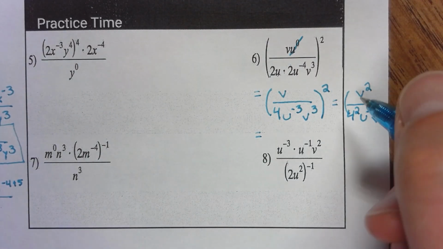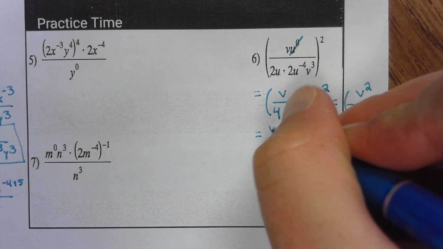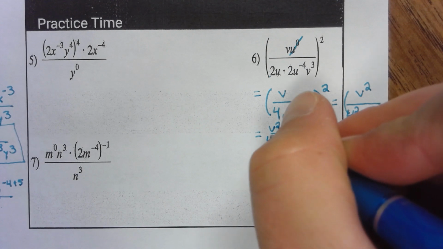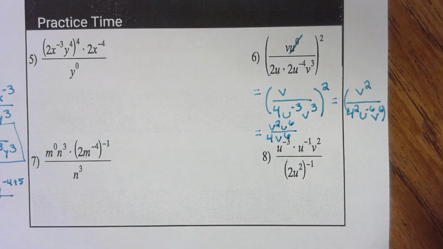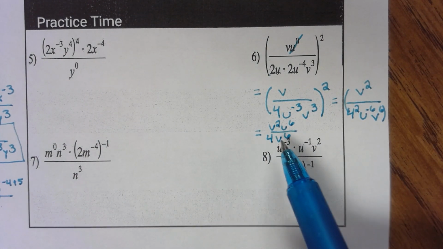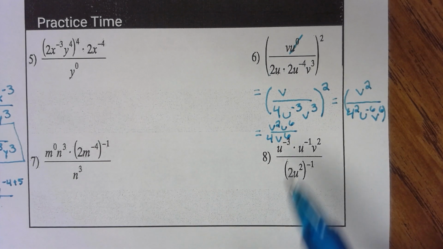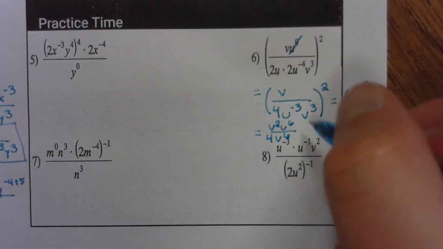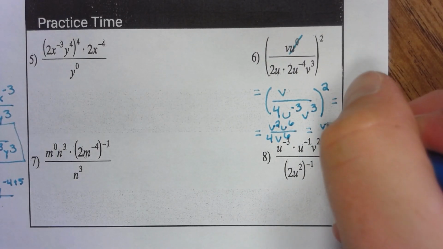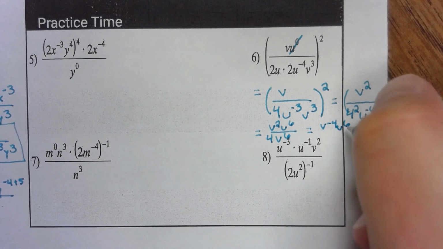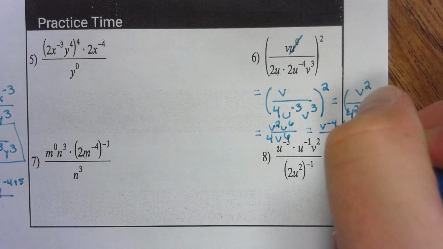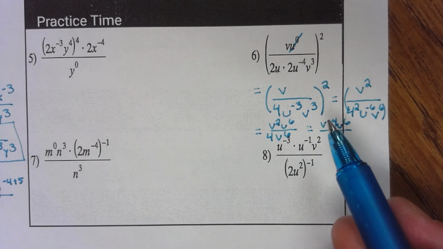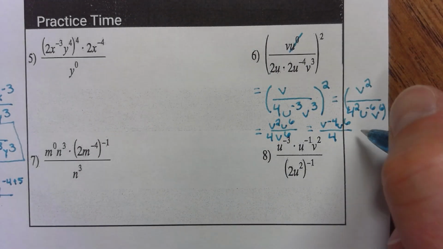So this becomes v squared u to the power of 6, and then all over 4 and v to the 6th. Well, now I have v squared divided by v to the power of 6. 2 minus 6 is negative 4. So that makes this v to the power of negative 4, u to the power of 6 over 4. And then the v to the negative 4 sends that base back down to the denominator.